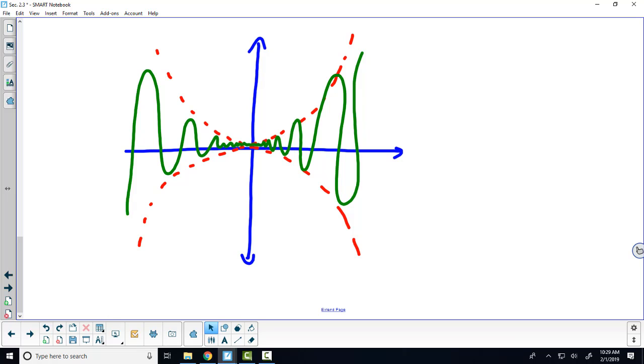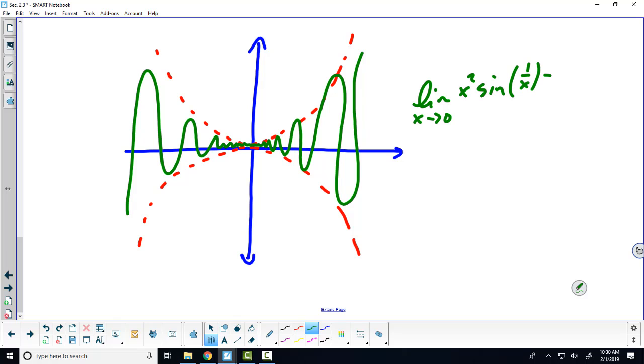And the limit as x approaches 0 of the sine of 1 over x did not exist. Why? Because it was oscillating between which two numbers? 1 and negative 1. What does this end up oscillating in between as it's oscillating at its most rapid? 0. Between 0 and 0. It's trapped. That's why the limit as x approaches 0 of x squared sine of 1 over x is 0.